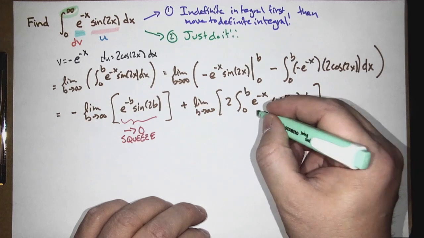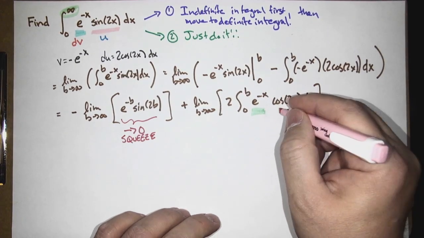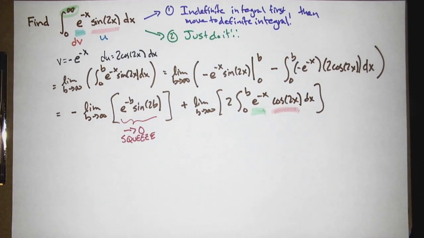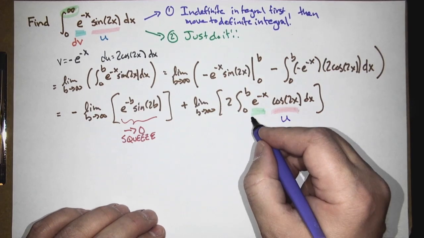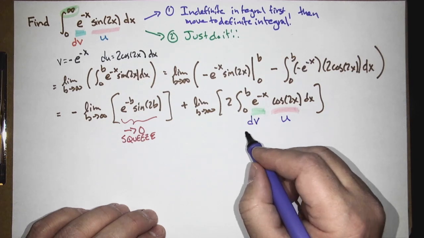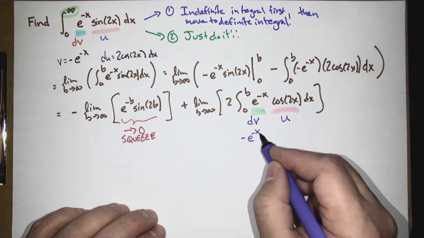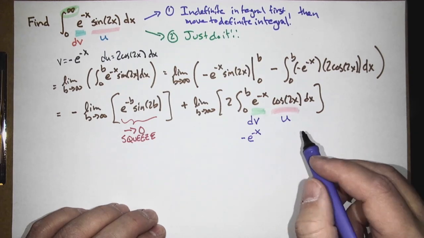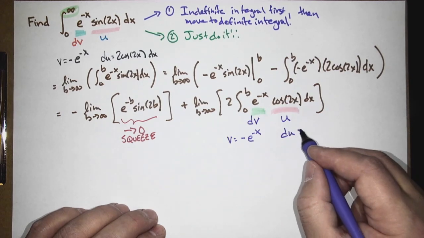Now the question: which part should be our u, and which part should be our dv? Same as before. Once you commit, you've got to be consistent. If you change your mind, bad things happen. So the trig part was our u, the exponential part was our dv. The antiderivative of e to the minus x is still negative e to the minus x. The antiderivative of cosine 2x is our v. And the derivative of cosine 2x is minus 2 sine 2x dx.